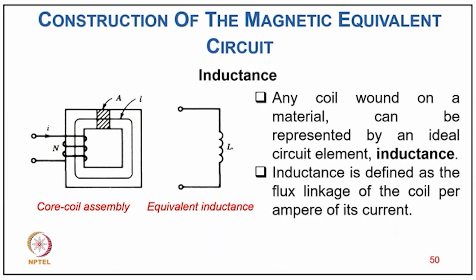Now coming to defining the inductance. Here you can see the small air gap in the core, an excitation by current for N number of turns, and the length of the magnetic circuit as shown. So we can define the inductance here. Any coil wound on the material can be represented by the ideal circuit element inductance, and inductance is defined as the flux linkage of the coil per ampere.